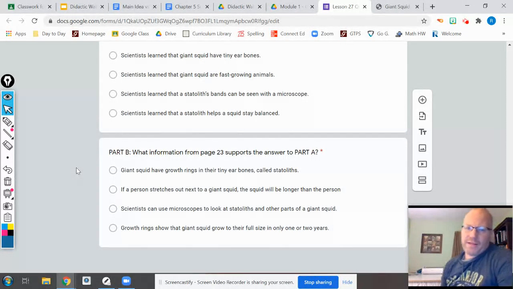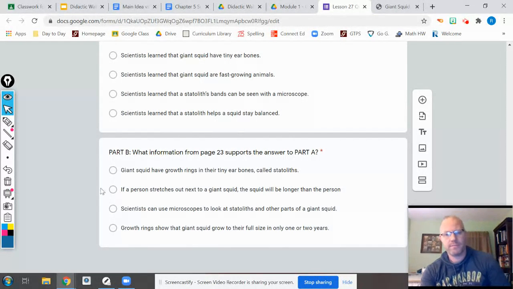Which sentence helps you answer part A? Giant squid have growth rings in their tiny ear bones called statoliths. If a person stretches out next to a squid, the squid will be longer than the person. Scientists can use microscopes to look at statoliths and other parts of a giant squid. Growth rings show that a giant squid grow their full size in only 1 to 2 years. And once you finish that, you are done with your question set.